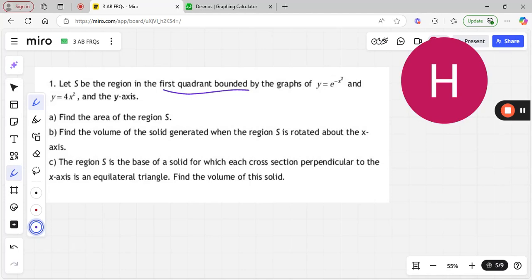As usual, give yourself about 12 to 15 minutes. It shouldn't take that long, honestly, to try to do this problem yourself. And then you come on back and see how we did it here.